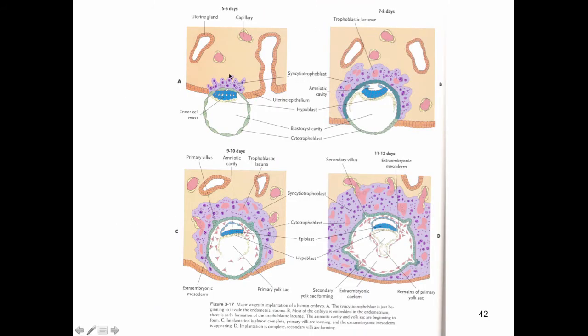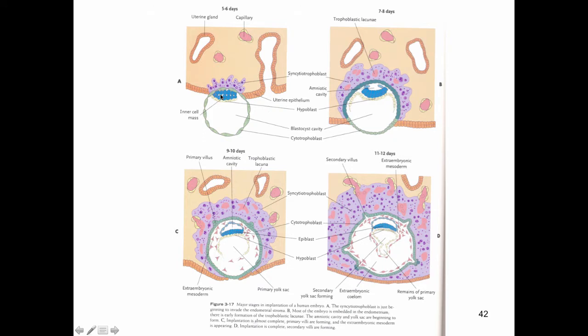So what we see here in A is our little blastocyst that's fairly early in its development. We have that inner cell mass, and we've got that hypoblast that has just formed. And we have our trophoblast tissue that surrounds it. Okay. So by about 5 or 6 days after fertilization, the blastocyst arrives in the uterus, and it's going to start to rest on that endometrial lining.